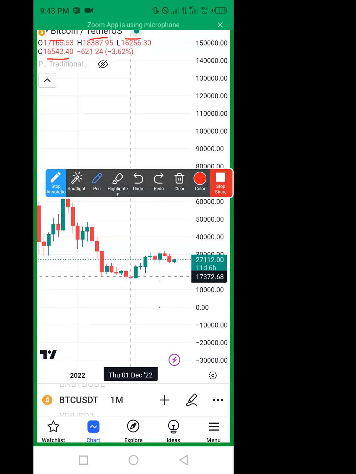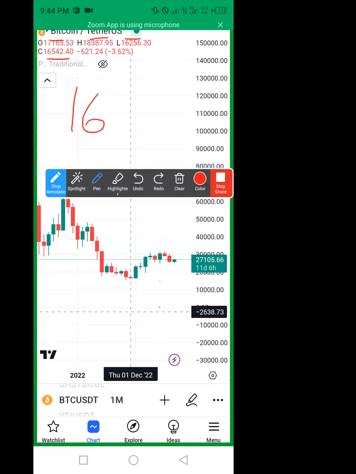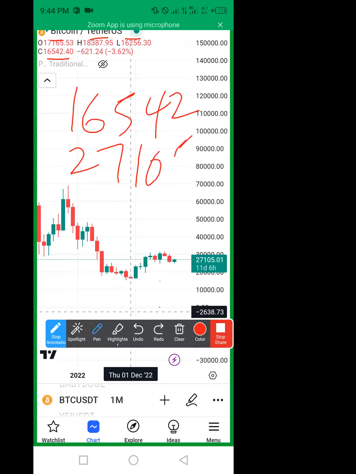Then it closed by the time December ended. By the time December closed, it was at 16,542. Now let me tell you, even for someone who was just trading the Bitcoin from 16,542 to date, where it is right now at 27,105.